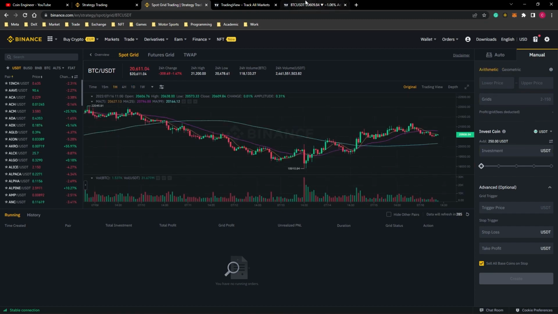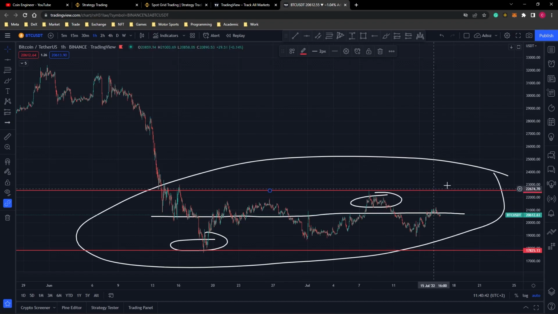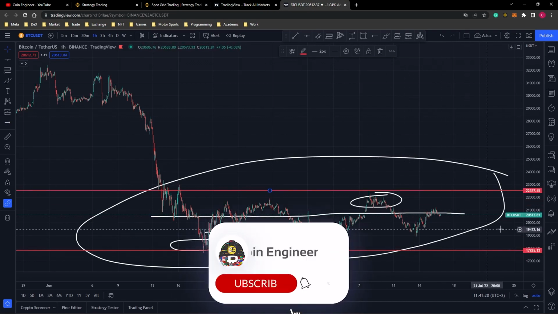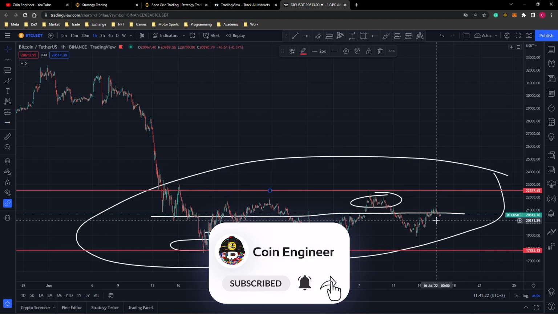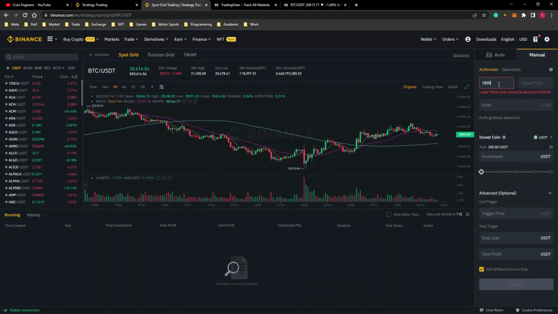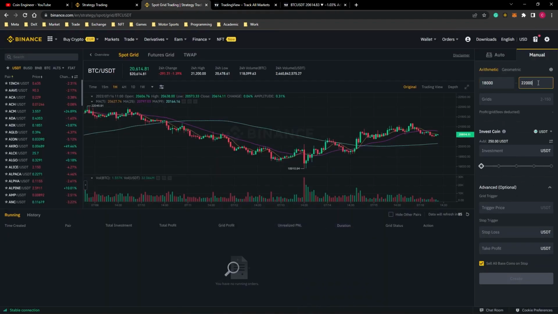But first things first, let's go back here and check our support and resistance zones. As you can see, we have these $22,500 and $17,800 as our support and resistance levels, which means I can open an order for grid trading between 18,000 as the lower price till 22,000 as the higher price.